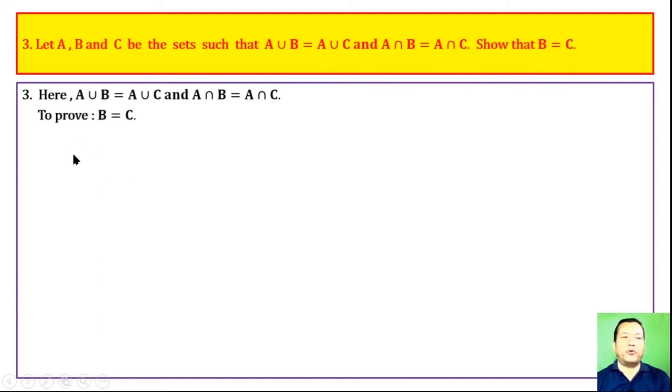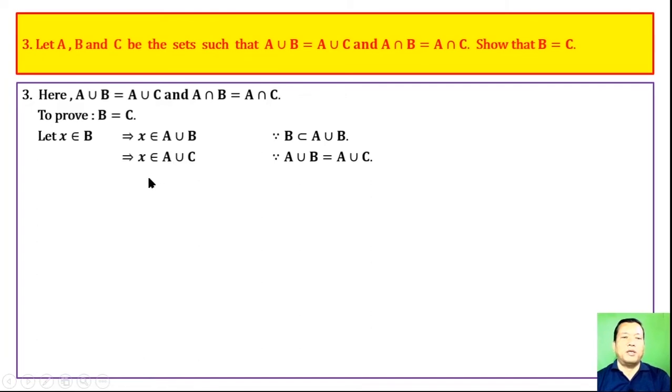First, we have to prove B is a subset of C. Let X belong to B, which implies X belongs to A union B, since B is a subset of A union B. But A union B is already given as equal to A union C, which implies X belongs to A union C. This shows that X belongs to A or X belongs to C.